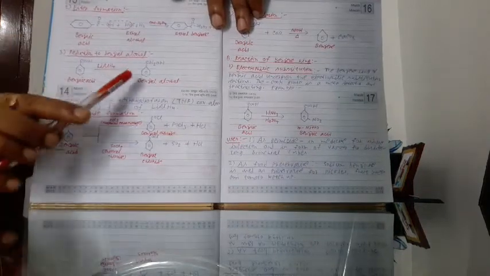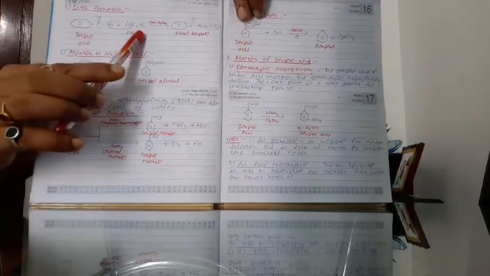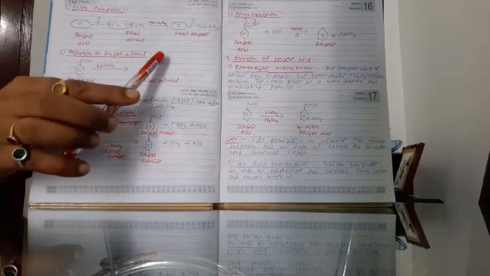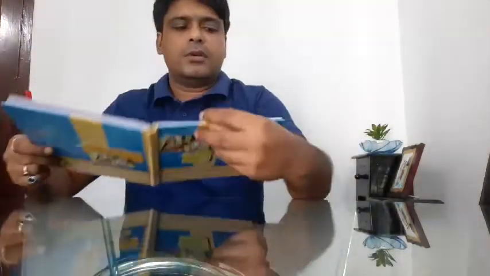See here, benzoic acid reacts with ethyl alcohol in presence of concentrated sulfuric acid and it is converted to ethyl benzoate. Okay. Now, next reaction is the reduction to benzyl alcohol.